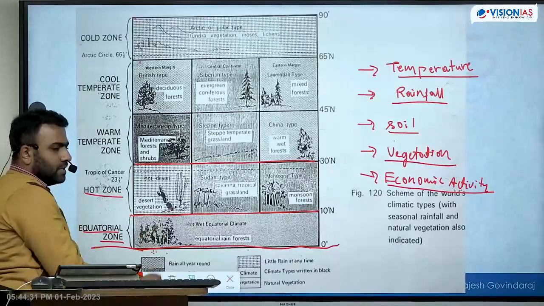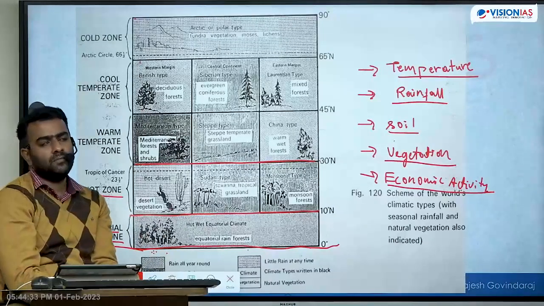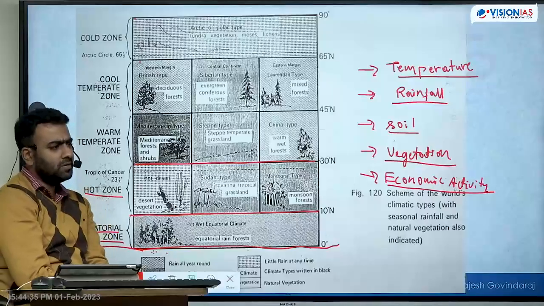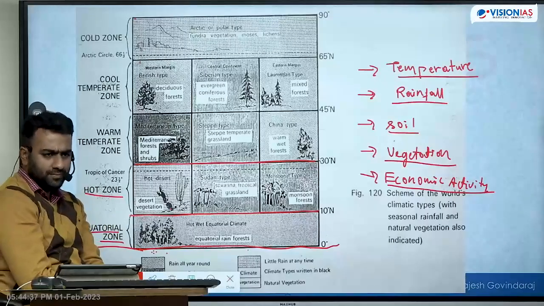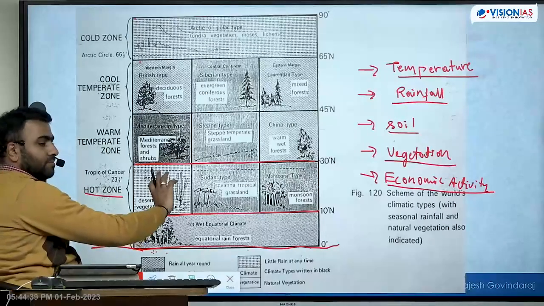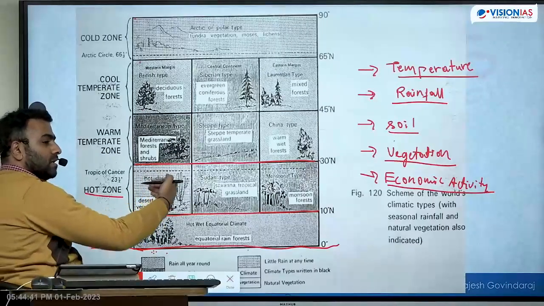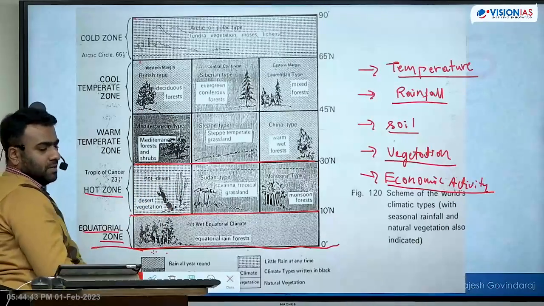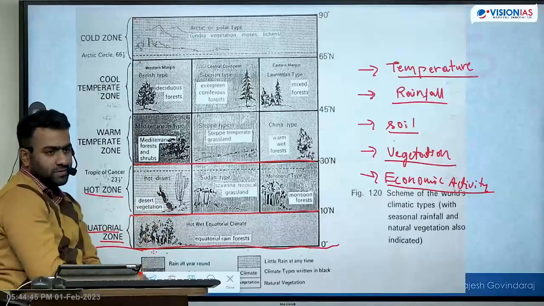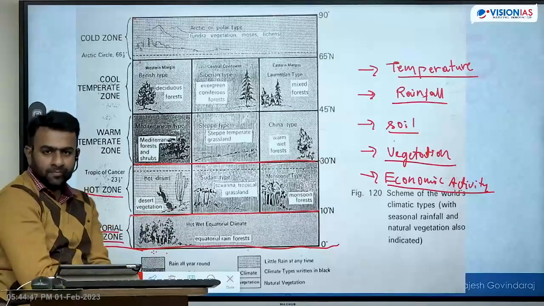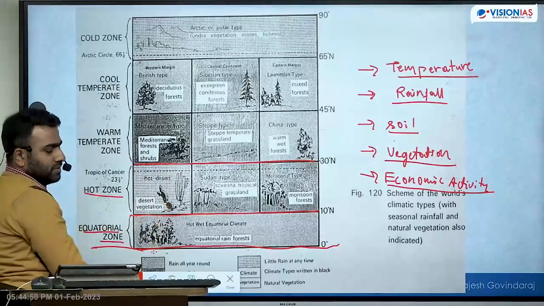In this equatorial zone, the temperature is always hot, temperature is high throughout the year. This is the hot zone because during the summers the temperature becomes very, very high. It becomes much hotter than the equatorial zone itself during the summers. That is why it is called the hot zone.